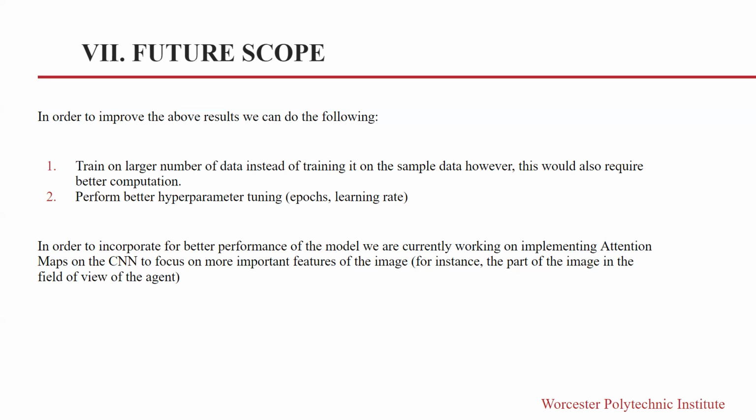Furthermore, we are currently working on implementing attention maps on the CNN. This will help us focus on more important features of the image, for instance, the part of the image that is in the field of view of the agent. By implementing attention maps, we can improve the performance of our model significantly. Thank you.